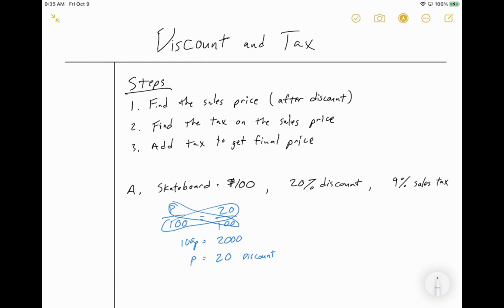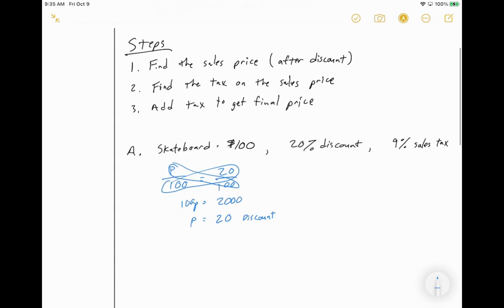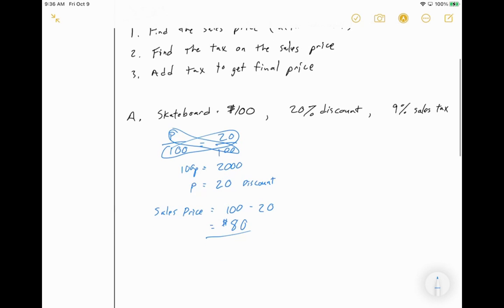So to find the sales price, my sales price is going to be 100 minus 20, which is $80. So that's step one. We found the sales price. Everyone with me on that? $20 discount off 100, subtract 20. Easy. Now it just becomes a sales tax problem.